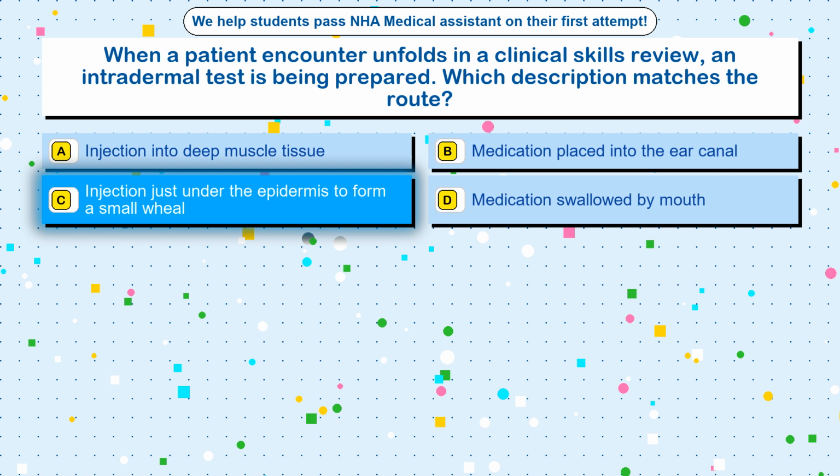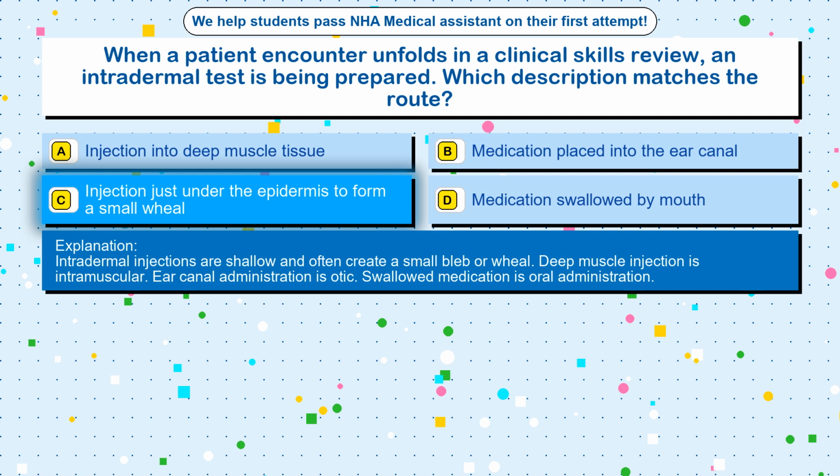Injection just under the epidermis to form a small wheal. Intradermal injections are shallow and often create a small bleb or wheal. Deep muscle injection is intramuscular. Ear canal administration is otic. Swallowed medication is oral administration.